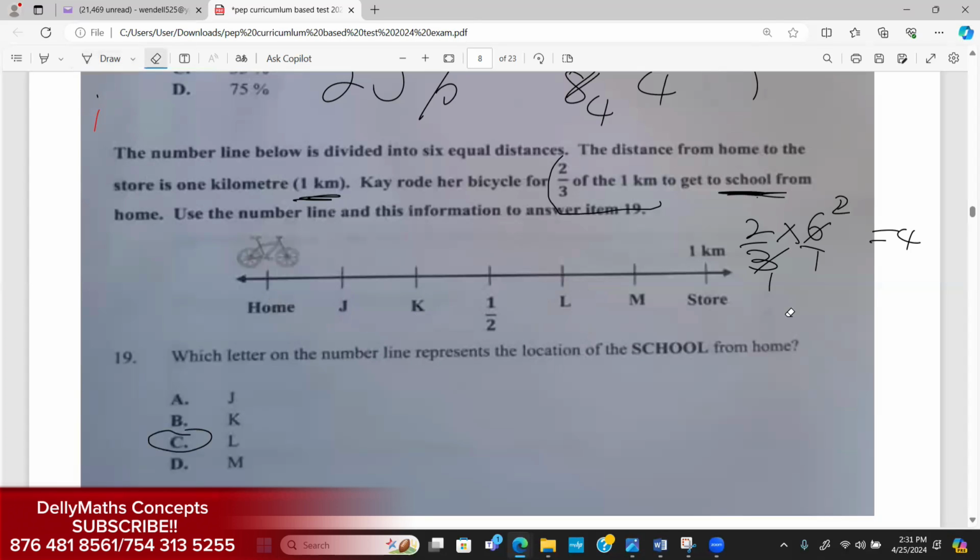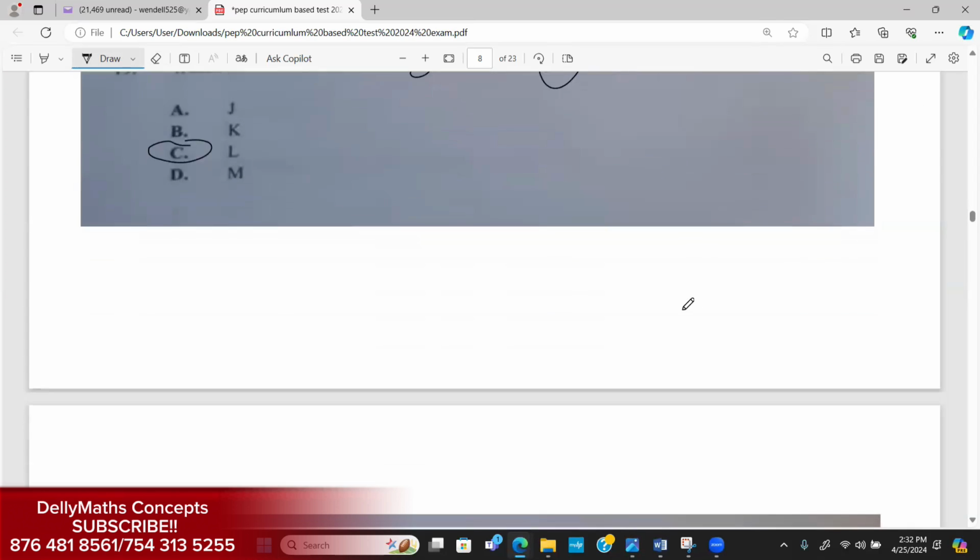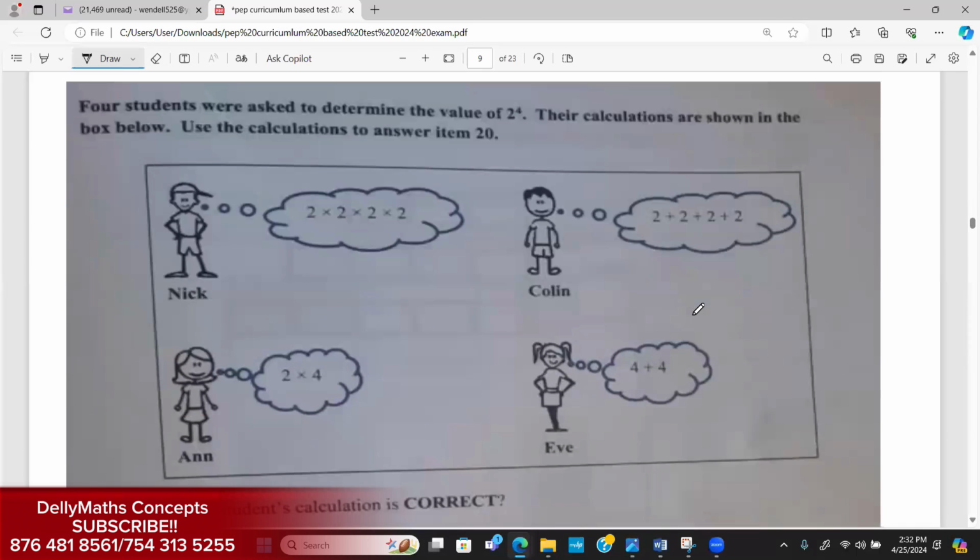Another way you could have done it is to split this up. Split it up into thirds and then take 2 out of it. Look, thirds. 1/3. Thirds. 2/3 of the journey. Thirds. 3/3. Entire journey. So L is at 2/3. So whichever way you are comfortable breaking this up, go ahead and do it. It still works. Let's keep going.